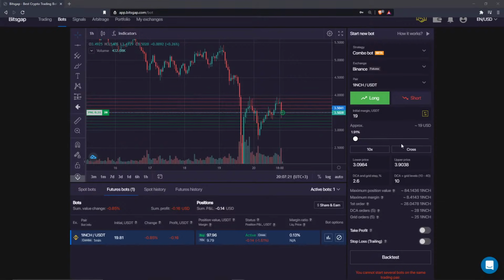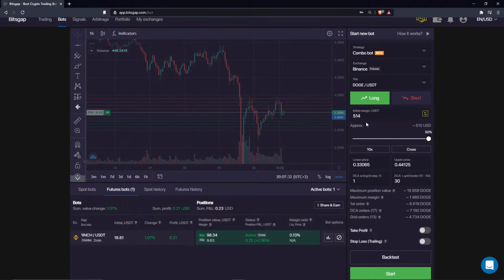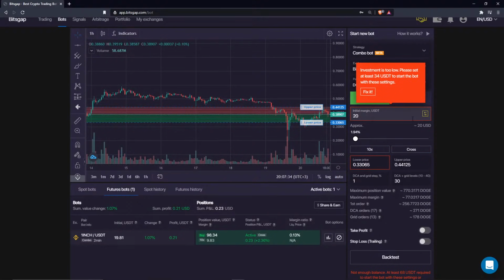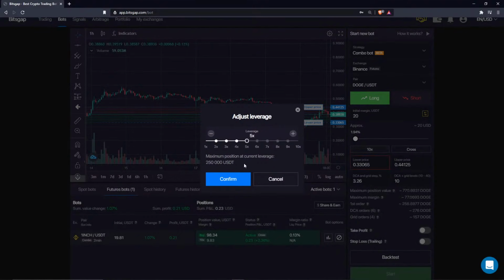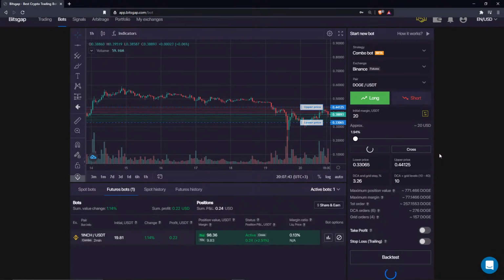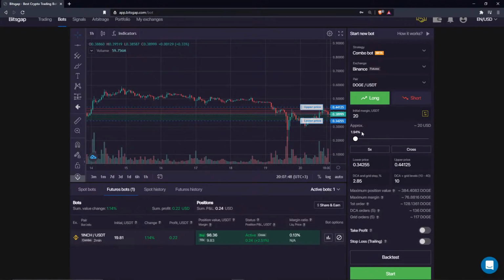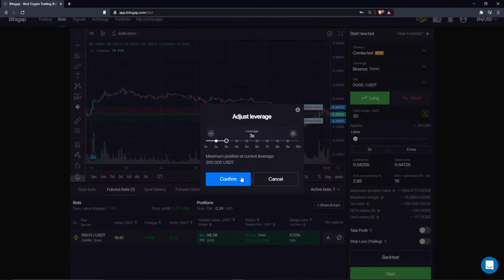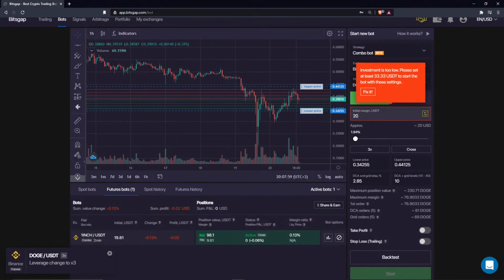Okay, with leverage 3x, 5x, let's try with 3x. Let's select maybe Doji. First, let's check with this 20. Yes, it's possible with 10x. What about 5x? Takes time. Come on. Yeah, you see, I can launch it with 5x. Let's say 3x. I mean, you see, still possible with 3x.